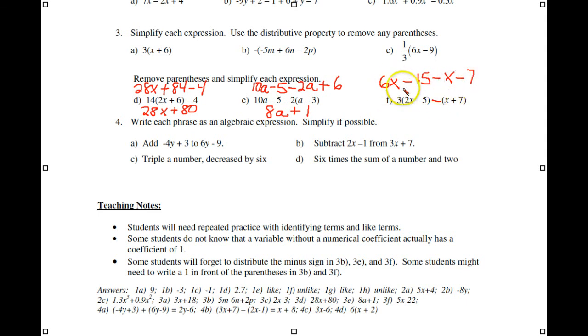Now we combine like terms. That will give us 5x. A negative and a negative gives us a negative 22. Now I check those and they all check. And again, the answers are down below here. All right, continuing.